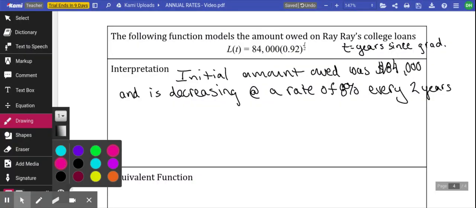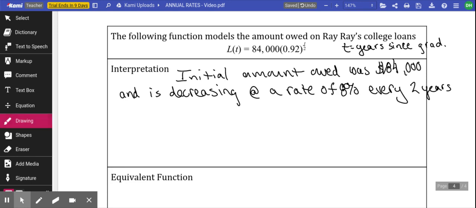Now, if we need a timeout here, we can call timeout and say, well, how did you get that 8%, Mr. Hill? Well, the base, in this case, anytime it's decaying or decreasing, the base is 1 minus r, and that's equal to that 0.92. So what we could say is negative r is equal to negative 0.08 if I just subtract 1 from both sides of the equation and then divide both sides by a negative 1. And then, of course, we'll take that decimal and move it twice to convert it to a percentage.